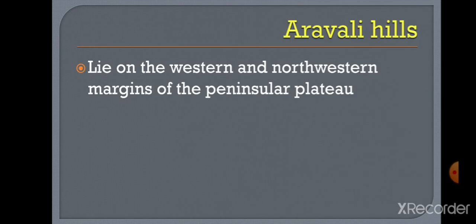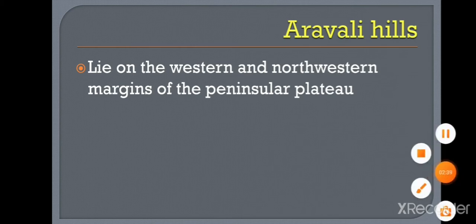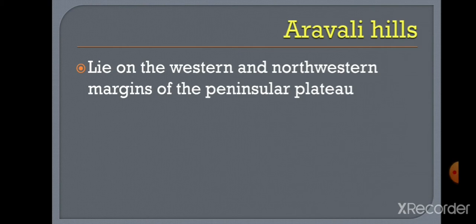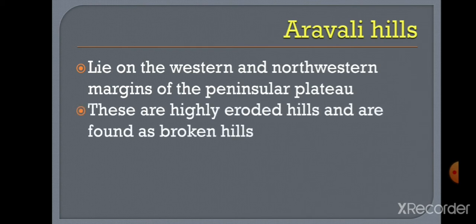Okay. Now next part, we will get to know about the Aravali Hills, what they are. When we talk about the Aravali Hills, they lie on the western and northwestern margins of the peninsular plateau. We are talking about the peninsular plateau, not India. So when we see the peninsular plateau, the northwestern or western part of it is considered as the Aravali Hills area. And these are highly eroded hills.